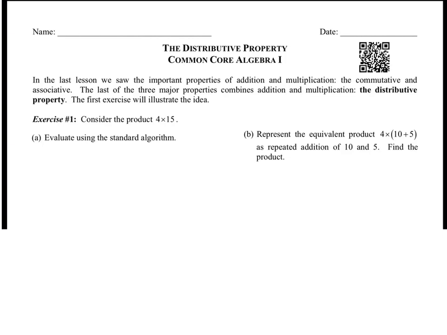Distributive property. In the last lesson we just did, we saw the important properties of addition and multiplication, the commutative and associative. The last of the three major properties combines them, and it's the distributive property. So consider the product of 4 times 15.